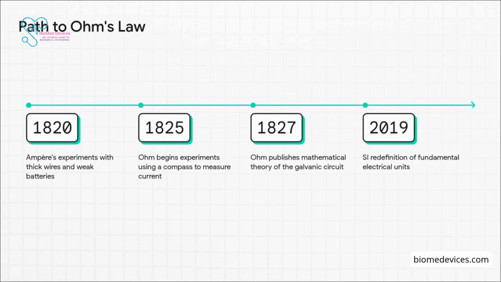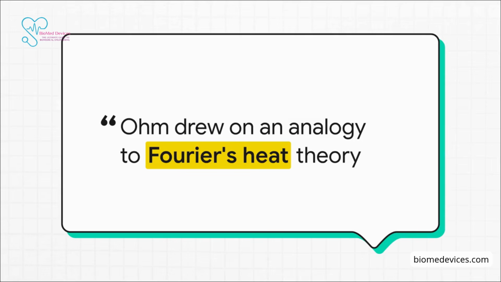On top of that, the highly respected French scientist André-Marie Ampère had previously done some experiments using thick wires and very weak batteries. This led the whole scientific community to wrongly believe that current was largely independent of voltage. Because Ampère was famous and Ohm was, well, an unknown high school teacher, Ohm's initial discoveries were completely overshadowed and largely ignored. But Ohm was absolutely brilliant.